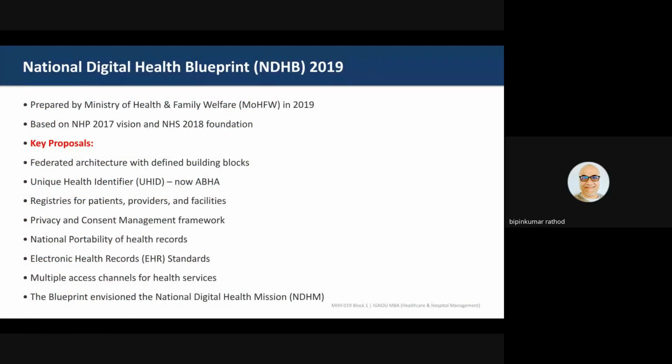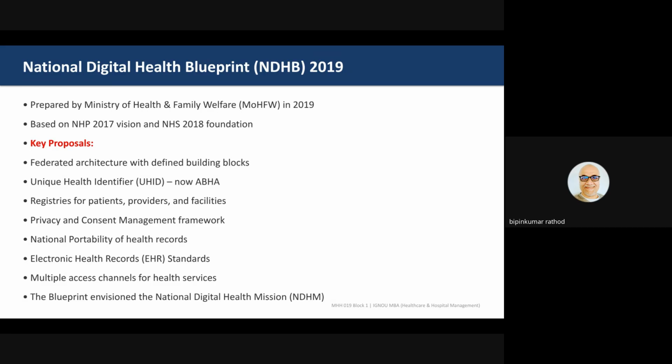Are you able to see my next slide? National Digital Health Blueprint, 2019. So, the Indian government, particularly two ministries, the Ministry of IT and the Ministry of Health and Family Welfare, combined their expertise back in 2019 to come up with a plan called the National Digital Health Blueprint.